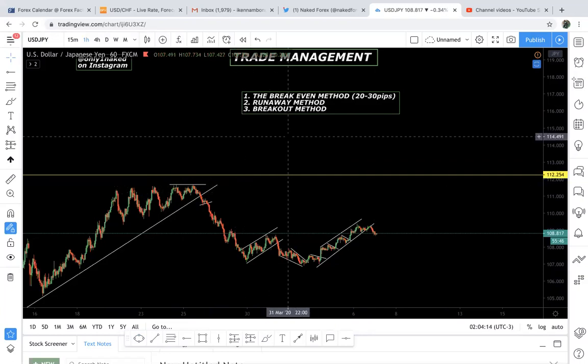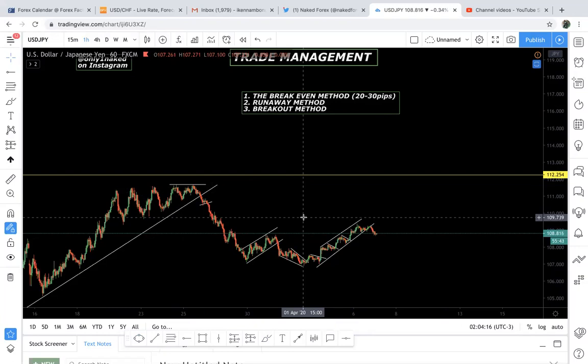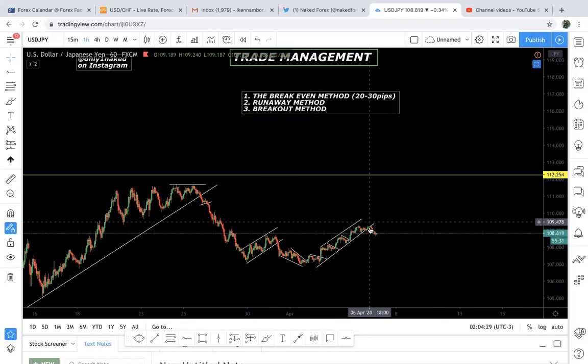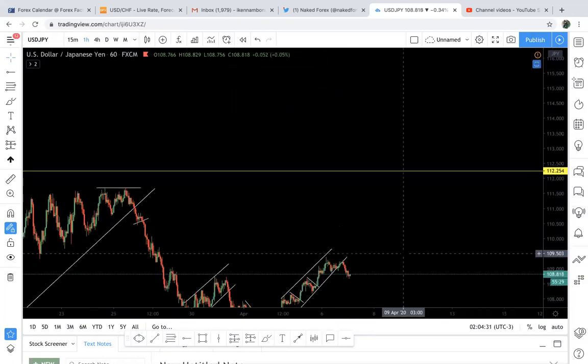You just have to move your stop loss to half of what you were risking initially. I hope this makes sense. So that's more like the runaway method. When you enter the trade and the trade is doing nothing, just consolidating, moving sideways, runaway method means you move your stop loss to half of what you were initially risking. I hope that makes sense. Buy and sell, same thing.